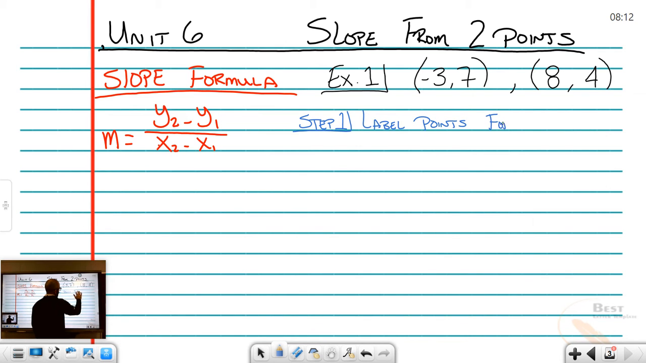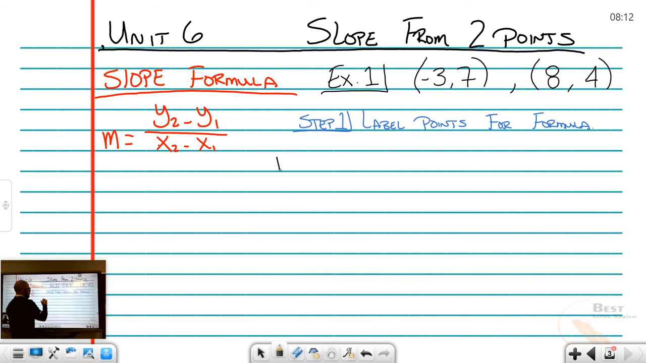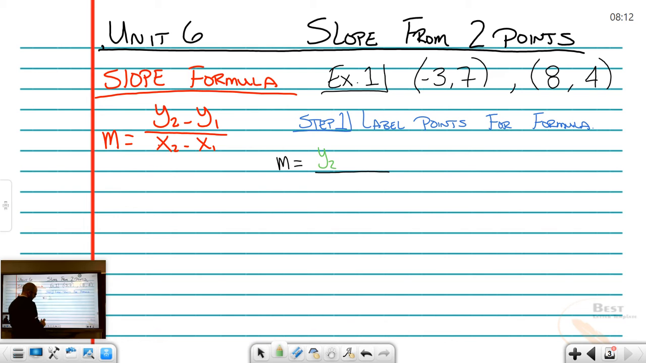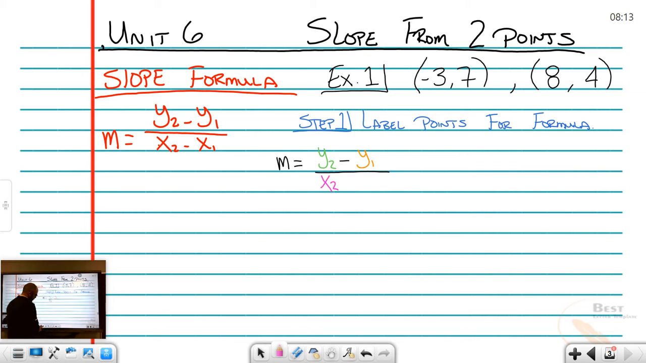for formula. Okay? So we're going to label the points for the formula. So I'm going to write the formula down here. m equals, and I'm going to write it in different colors so we can actually see what we're doing here. So y2 minus y1 over x2 minus x1. So we're going to label our points, okay?